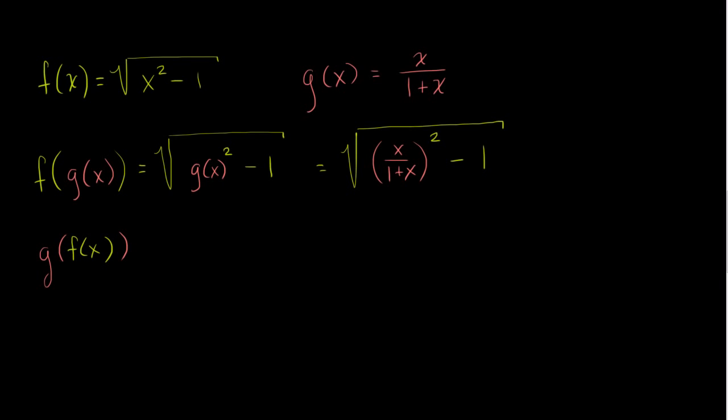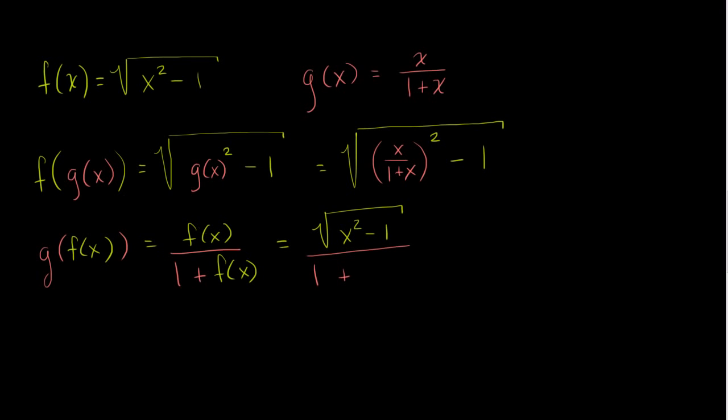So this is going to be equal to f of x over, let me do it in the same colors so you can appreciate it better, f of x over 1 plus f of x. And what's that equal to? Well, f of x is equal to the square root of x squared minus 1. So it's going to be that over 1 plus the square root of x squared minus 1.